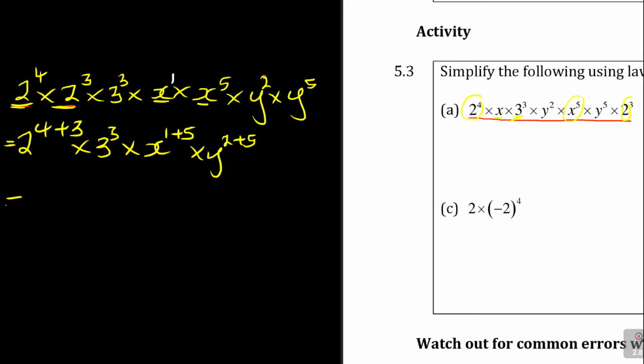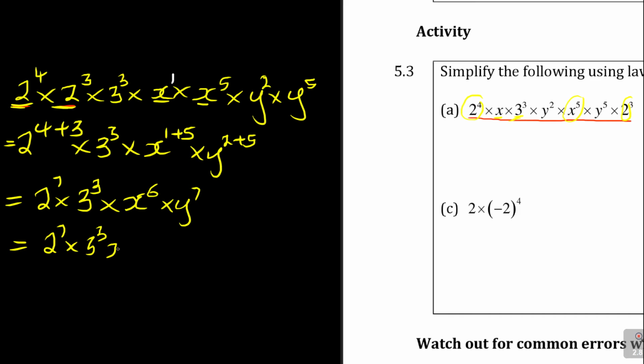Alright, then equal to, now 2 to the exponent 4 plus 3, it's 7, times 3 to the exponent 3, times x to the exponent 1 plus 5, which is 6, times y to the exponent 2 plus 5, it's 7. So in a way, it is 2 to the power of 7 times 3 to the power of 3, x to the power of 6, y to the power of 7. That is the simplified one that you can write. Okay, so that is that.